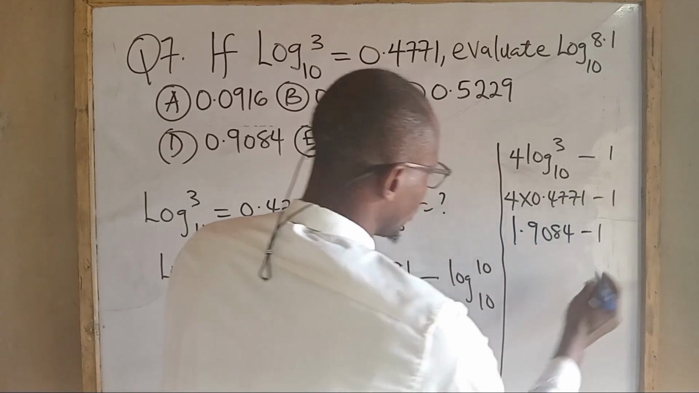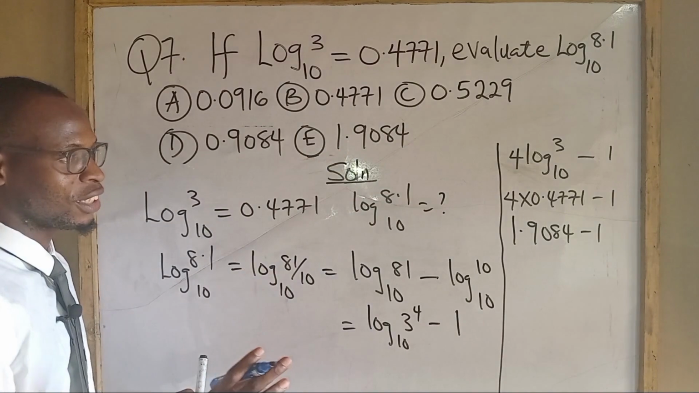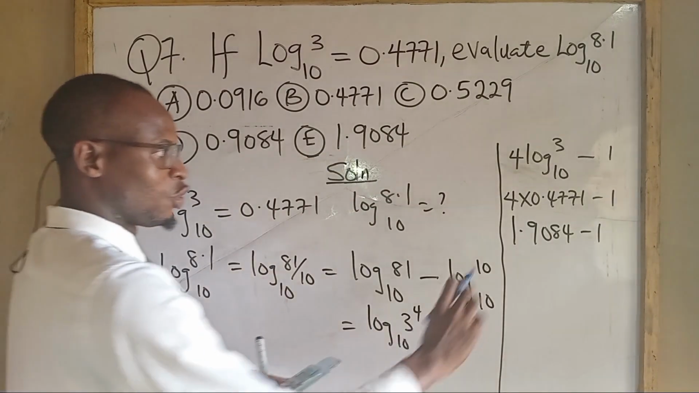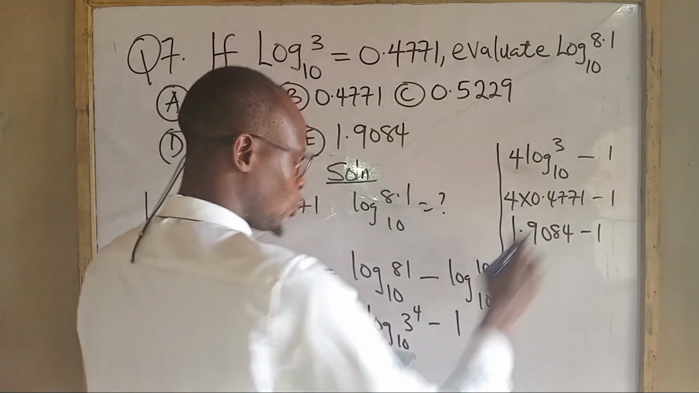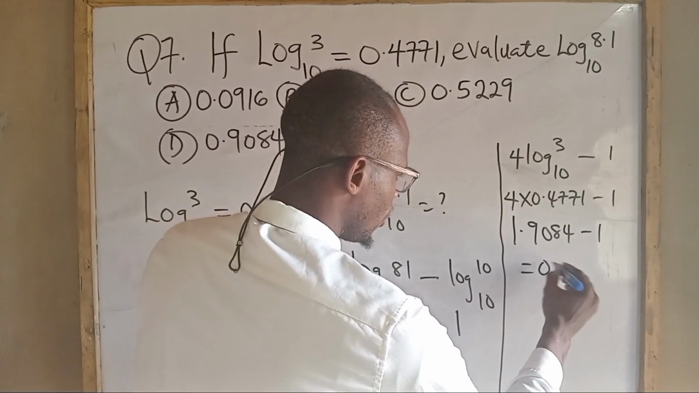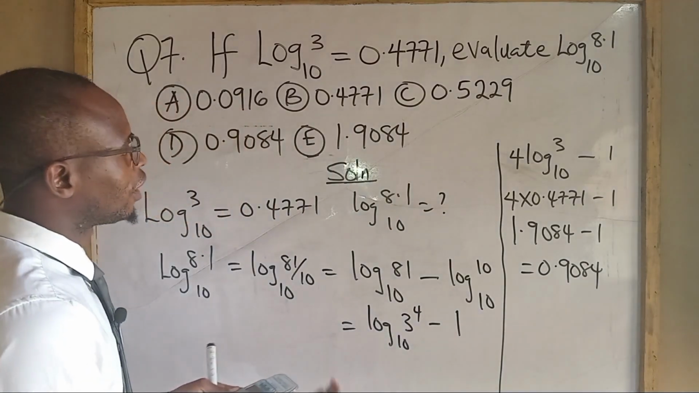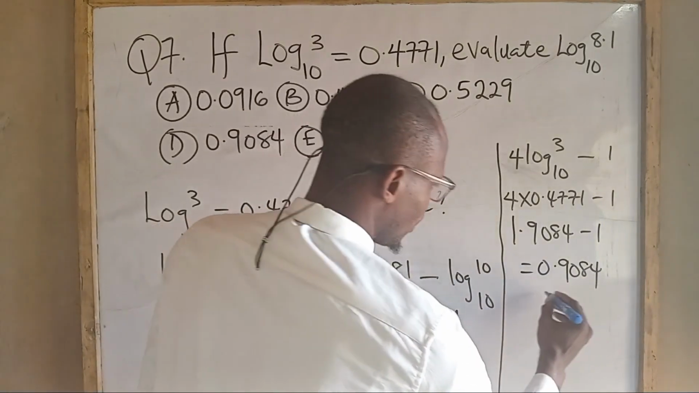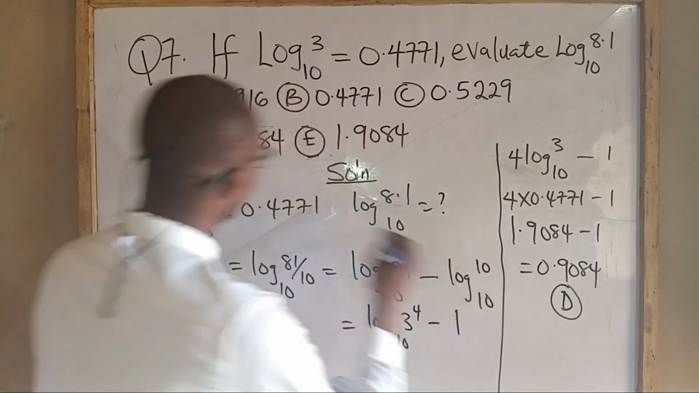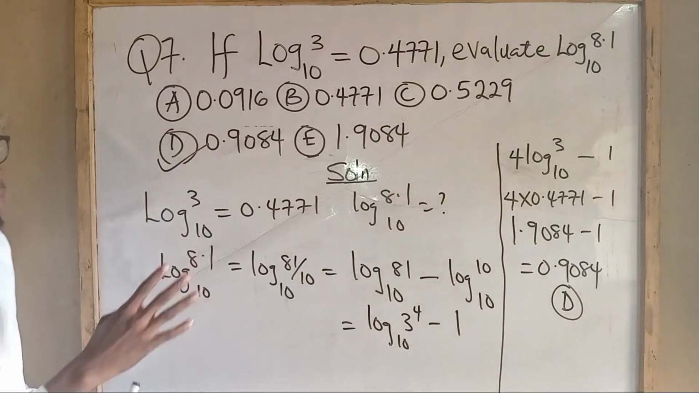1.9084 minus 1. So you can see this 1.9084 is actually part of the option, but that is not our final answer. So that's why I have to be careful. You have to subtract this 1 from this 1.9084. So minus 1 will have 0.9084 as our final answer. And that matches with what? Option D. So this is option D. So the correct answer is option D. So I believe this is clear.